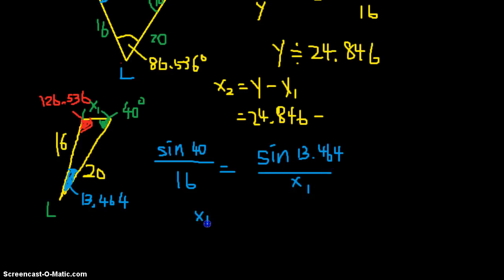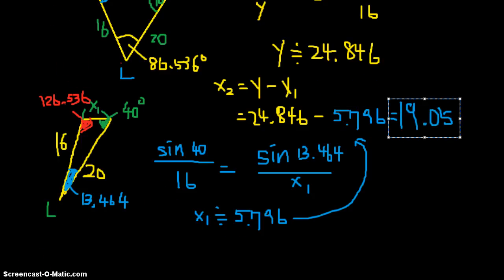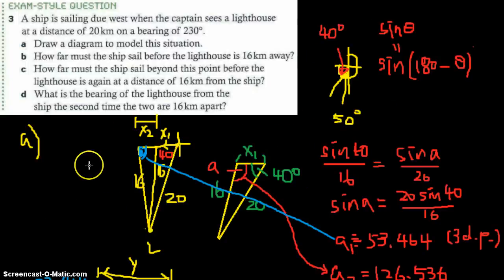Use your calculator. Your x1 is approximately 5.796. Okay, so x1 is approximately 5.796, and I can just put it back in here. So I will have 24.846 minus 5.796, and the answer is 19.05, and that's it. Good luck. We'll talk about D in the class. See ya.